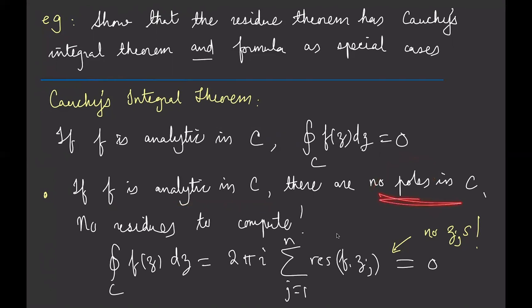There are absolutely no poles inside C, but the residue theorem tells me that what I need to do is calculate 2 pi i times the sum of the residues at each of the poles. But there are no poles, so there are no residues. Another way of thinking about this is that the residue at a non-pole is equal to 0. So there are no residues here, and you just get 0. That tells us that Cauchy's integral theorem is incorporated, if you will, in the residue theorem.